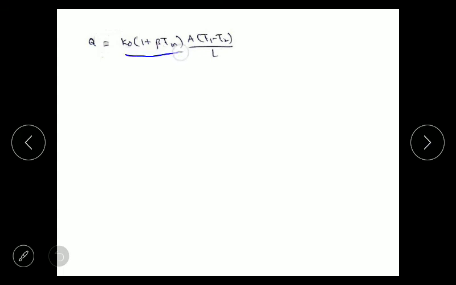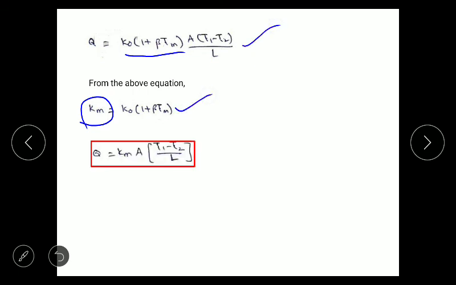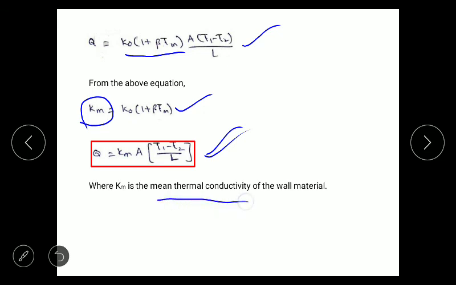This expression resembles the previous expression. We wrote k is equal to k naught into 1 plus beta into T. If T is at 0 temperature, then that will be k naught. If Tm is the mean temperature, then the k will become km, the mean thermal conductivity. By analogy, substitute this in this equation. Now Q is equal to km into A into T1 minus T2 divided by L, where km is the mean thermal conductivity of the material.